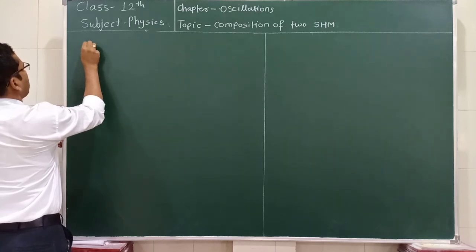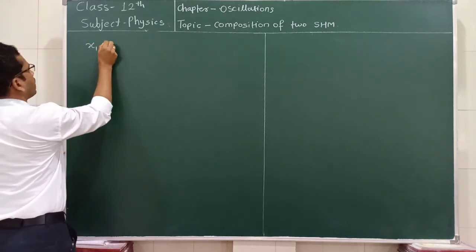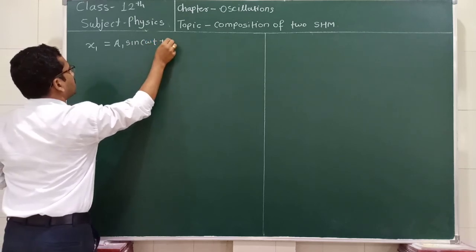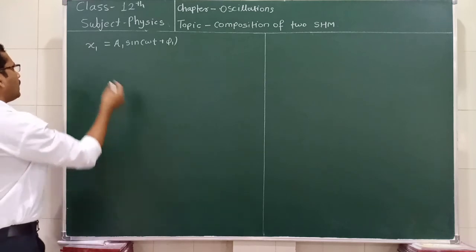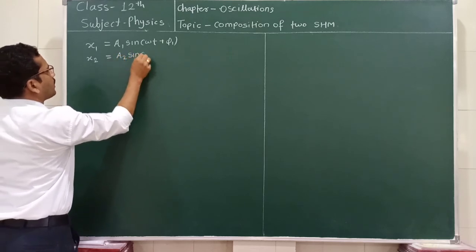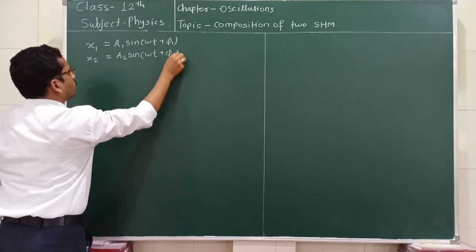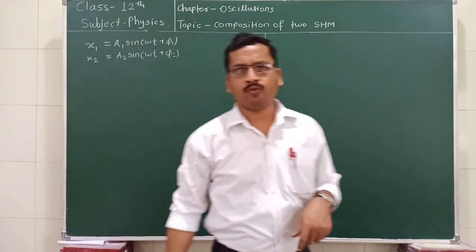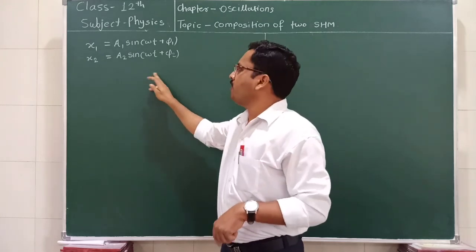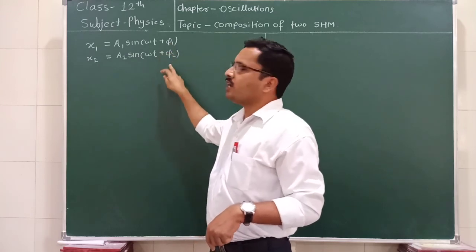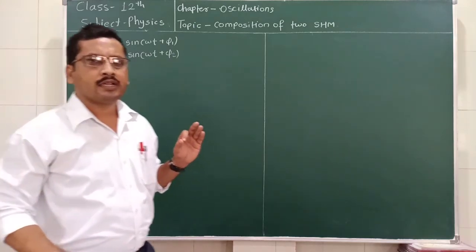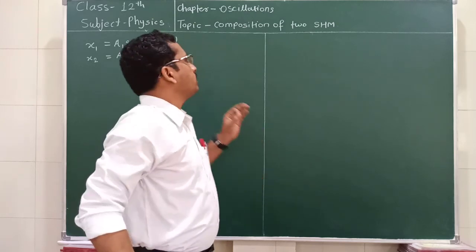Consider the displacement of a single SHM represented by x1. This x1 is equal to a1 sine(omega t plus phi1), and another simple harmonic motion x2 is equal to a2 sine(omega t plus phi2). These are two simple harmonic motions having the same time period and same direction, but different amplitude and different initial phases.